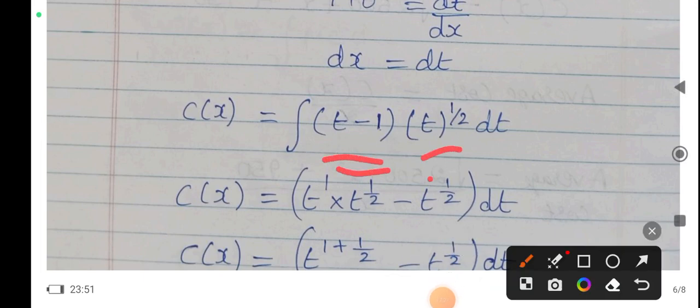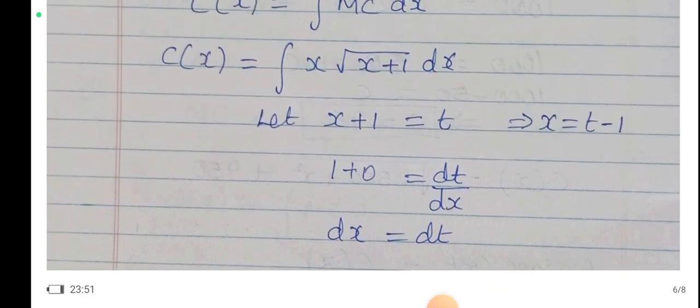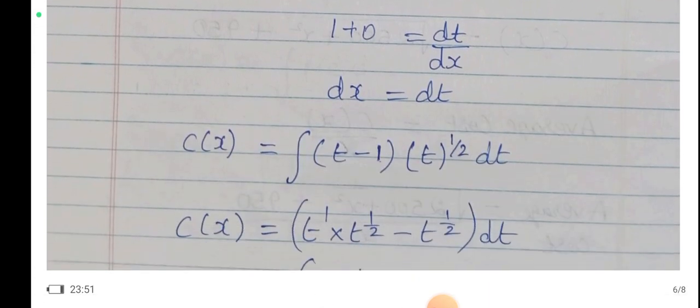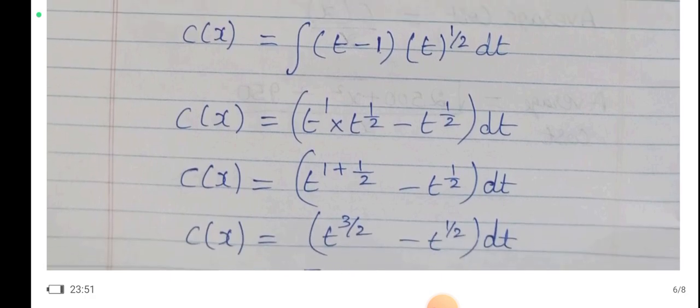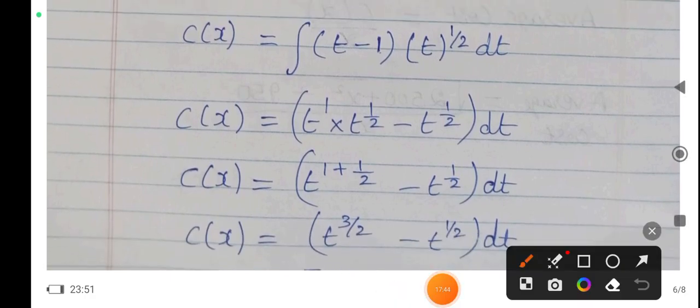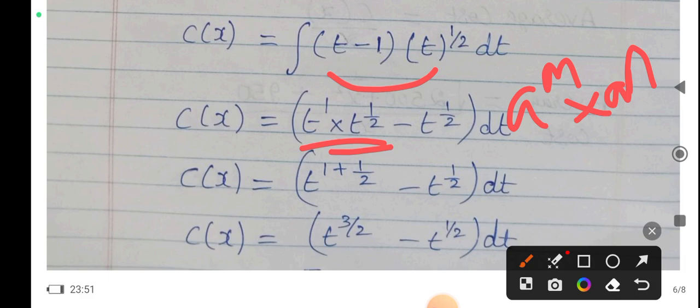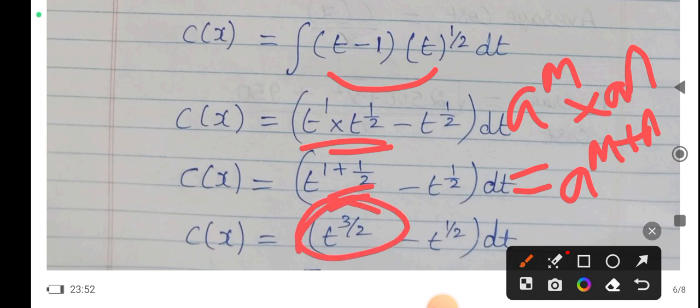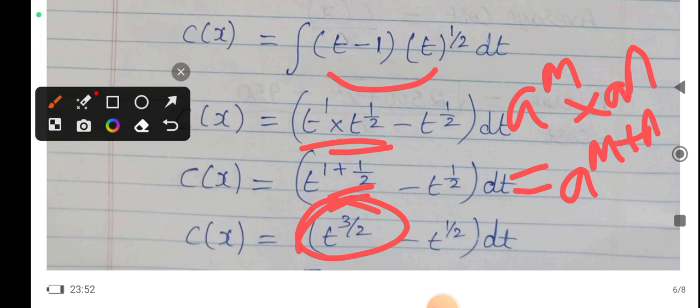Once dx is dt, C of x equals t minus 1 into t power 1 by 2. How did t minus 1 come? You might ask that now. x is t minus 1. Then root over x plus 1 is t, so that is t power 1 by 2. Clear? Check. So once it's clear, t and t power 1 by 2 multiply, you are going to get t power 1 into t power 1 by 2. A power m into a power n is a power m plus n. So t power 1 plus 1 by 2, getting t power 3 by 2. Is this clear? Kindly check.